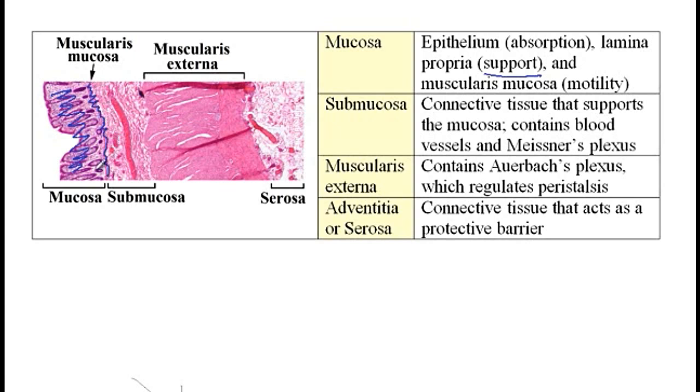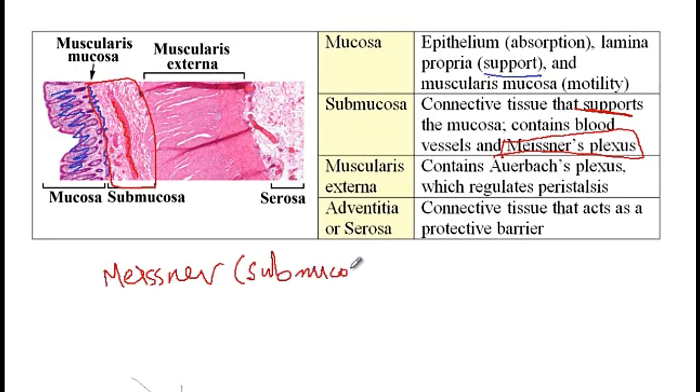is required for motility. The layer underneath is called submucosa, so this is the submucosa, and it contains the connective tissue that is required for support, as well as the blood vessel. So here you can see that there is a blood vessel that is running in the submucosal layer. In addition, they have ganglia that are called Meissner plexus, also known as submucosal plexus, and is required for regulating secretion. And the way I memorize it is that Meissner is required for regulating secretion.